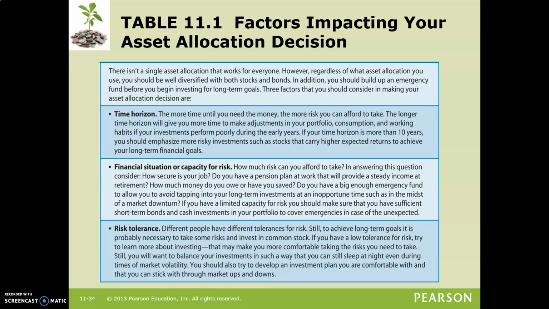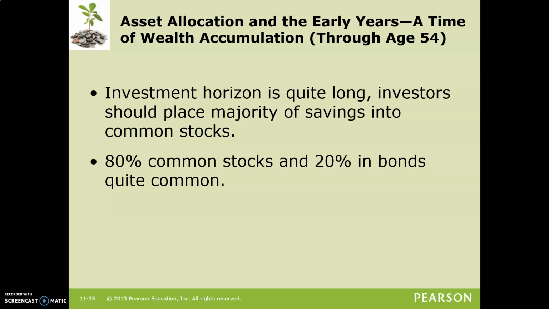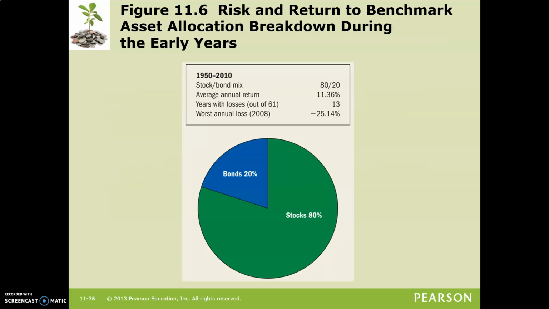Okay, factors impacting asset allocation decision. First, time horizon. Second, financial situation or capacity for risk. And thirdly, risk tolerance. Okay, please read this one. So, if the investment horizon is quite long, investors should place the majority of savings into common stocks. These are for those through age 54. 80% common stocks and 20% in bonds is quite common. Okay, that is how you allocate your assets.